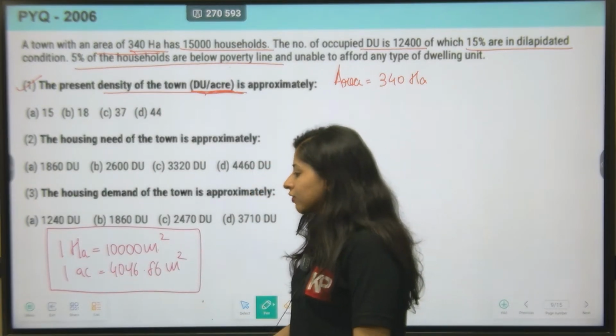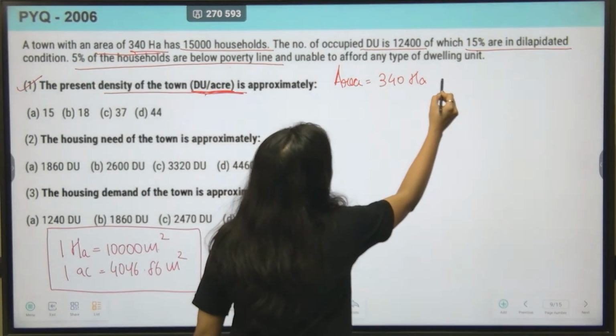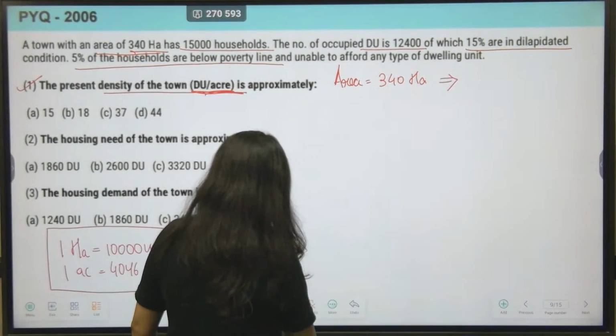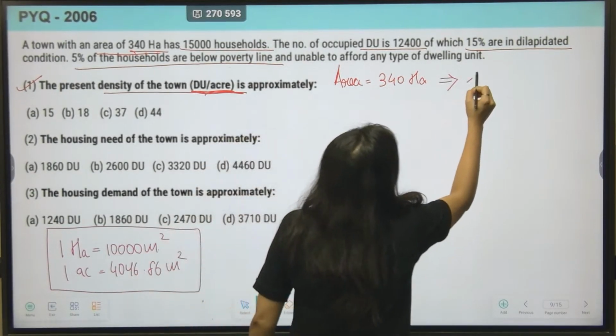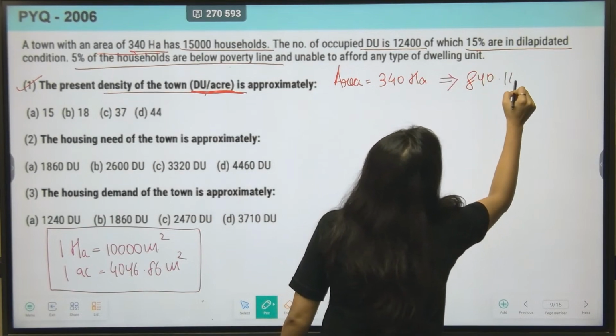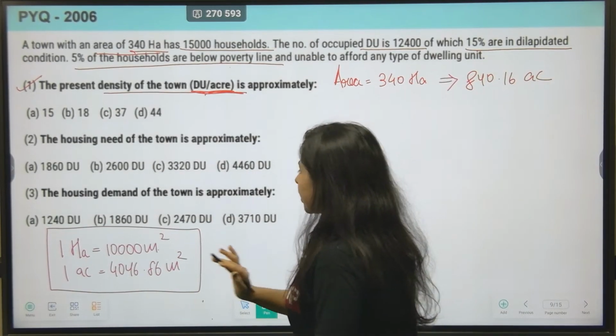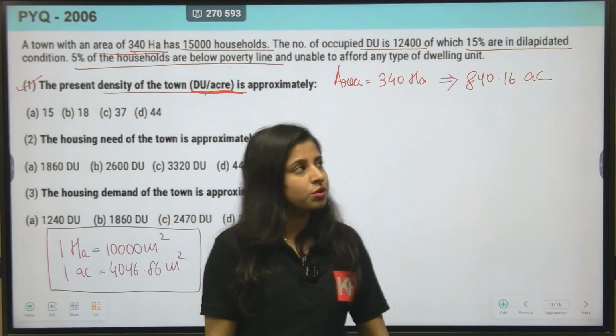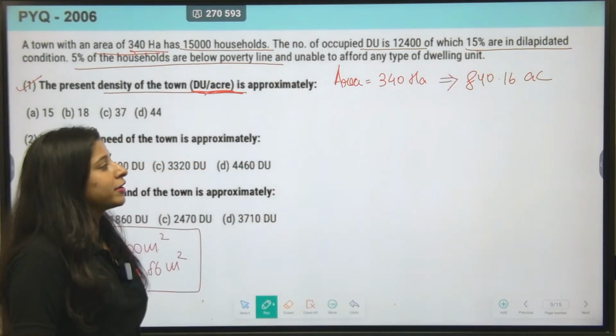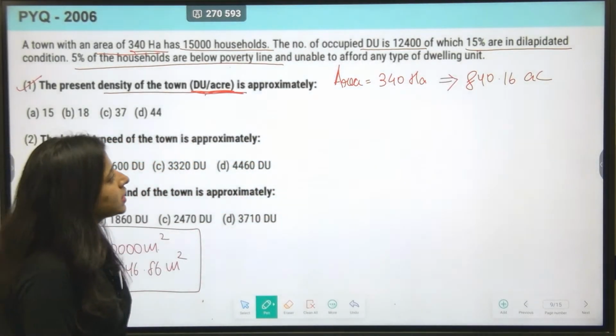So when you do all the conversion, the amount which you will get in acres is something around 840.16 acres. I'm not doing the conversion. You can do the conversion. It's given here. It's very basic. Okay. So area from hectares to acres, 840.16 acres.